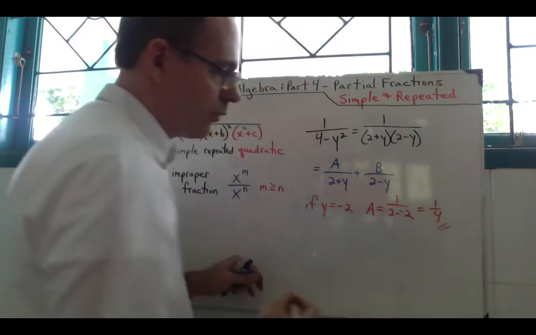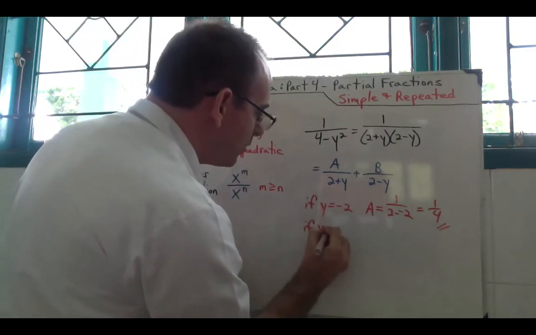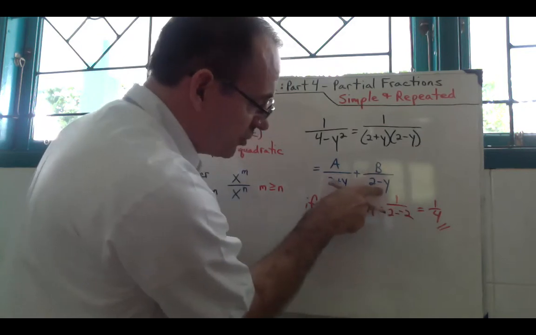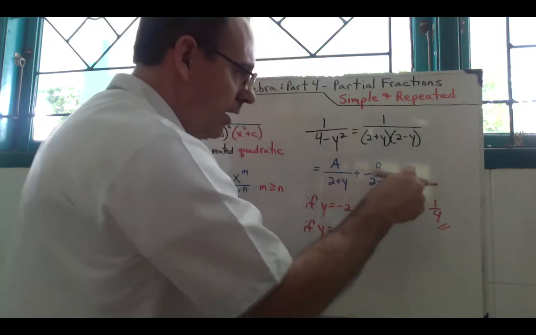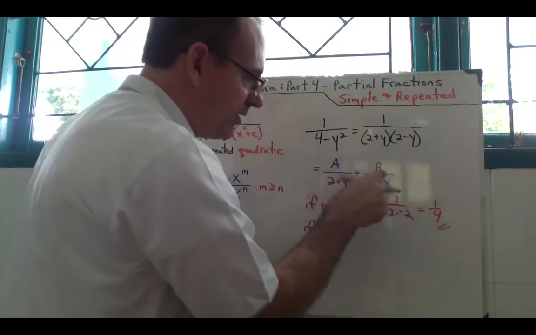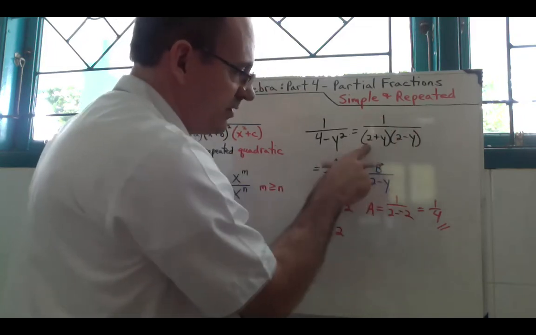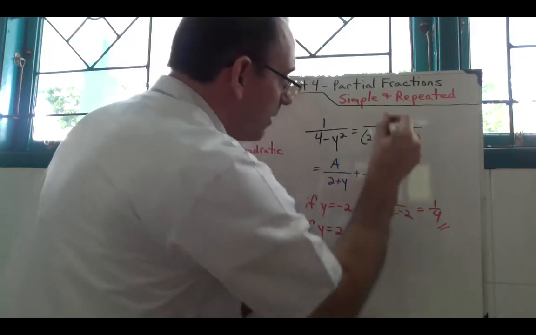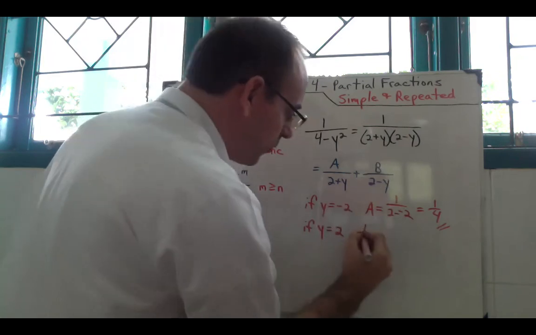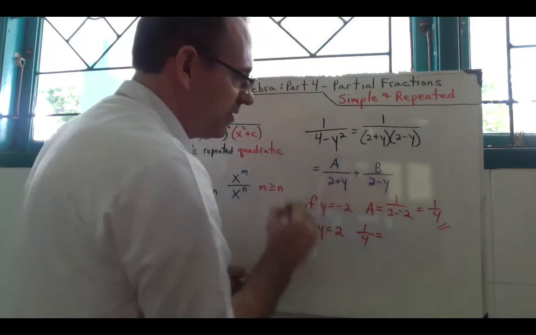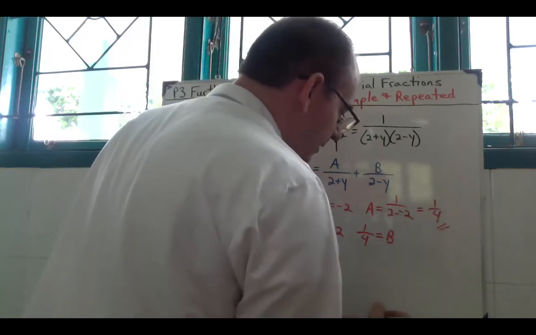So a equals 1/4. And then if we say y equals +2, because that's what will cause this to be 0 in the denominator, multiply everything by 2 minus y, it cancels out, ends up here, cancels this out, you just have this here. So we end up with 1 over 4 equals, this is 0, our b. So a equals 1/4 and b equals 1/4.